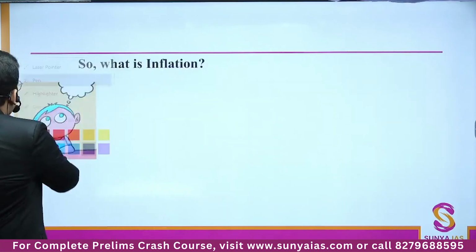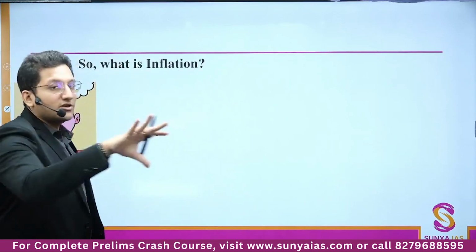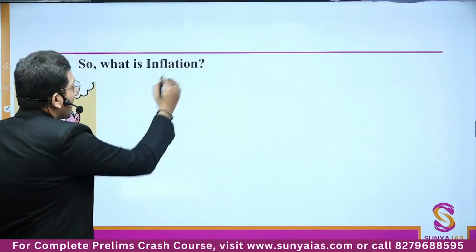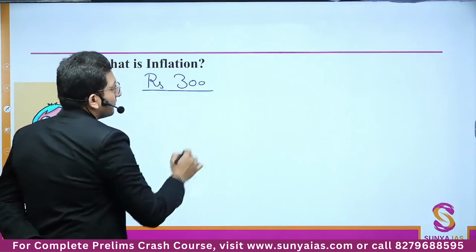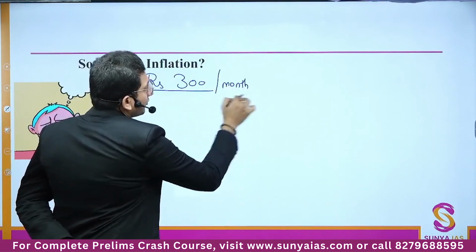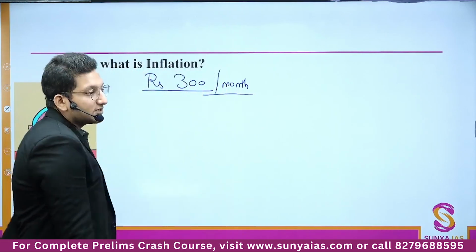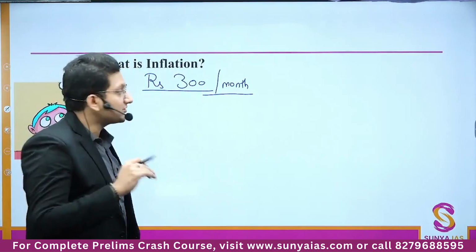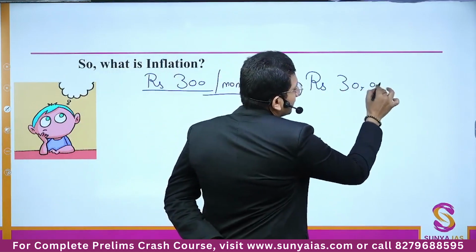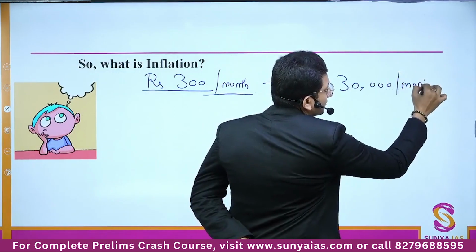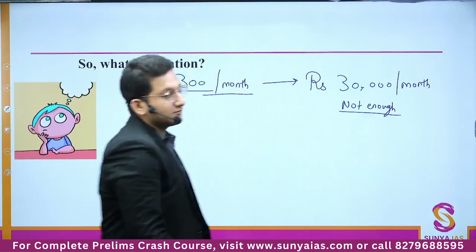See guys, if we have to find out what is inflation, now let's understand this one more example. In a previous generation, we know that our grandfathers used to have a salary of rupees 300 per month, and our month used to pass in that basically, right? The household expenditure being covered under this amount, right? A generation ago. And now today, if I say that even rupees 30,000 per month is not enough. Why?